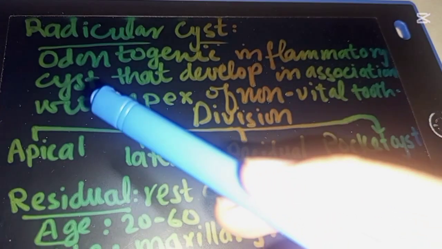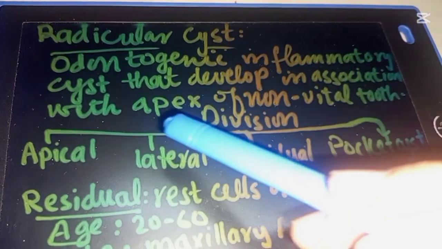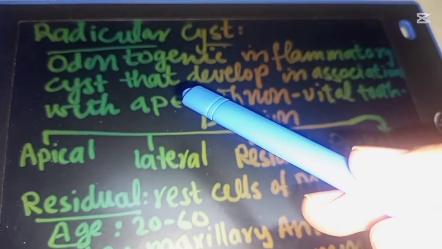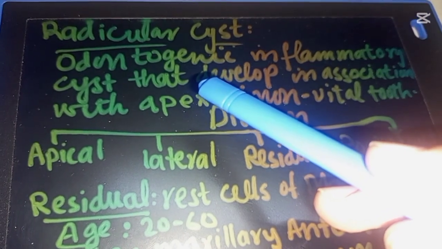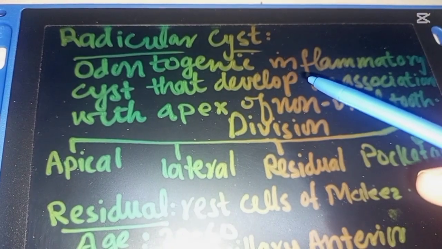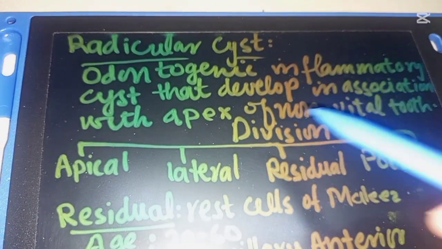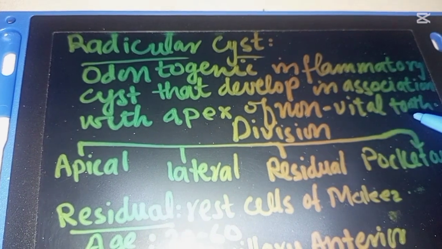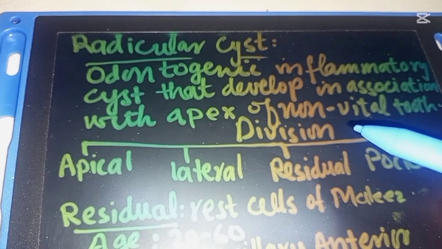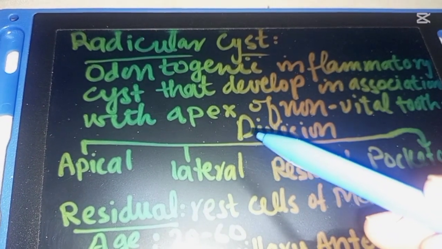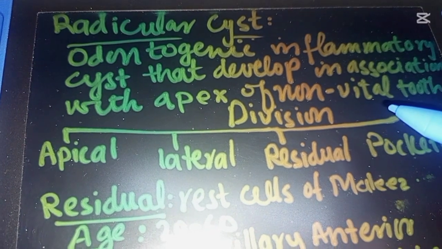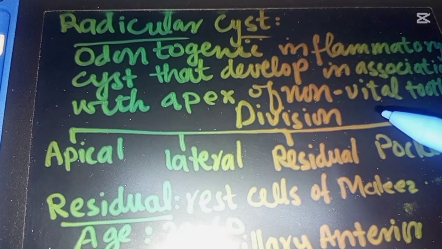Okay. So as you can see, it is an odontogenic inflammatory cyst. Odontogenic inflammatory cyst means that it develops from the tooth forming structures. They develop in association with the apex of a non-vital tooth. So it develops from the apex area, and non-vital means that the tooth is no more vital.